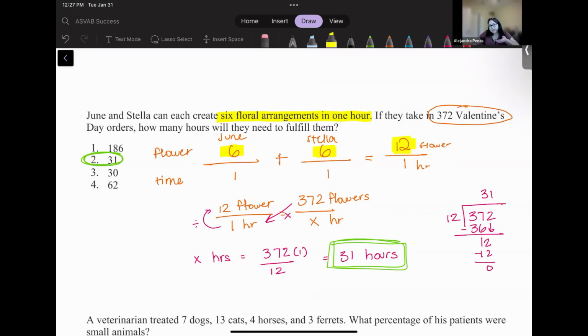Now, they told me that they do the same, but you can also do, let's say, for example, you had another problem where it says that June can do 10, but Stella can do 6. Then you would still add them, and instead of being 12, it would then be 16. But what I want is for you to have the idea of how that 12 came from. Make sense?